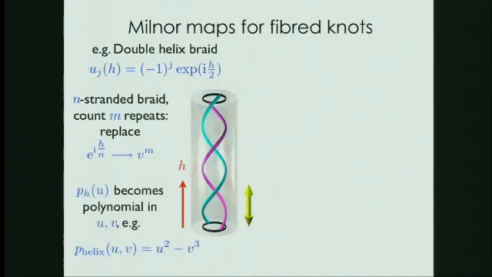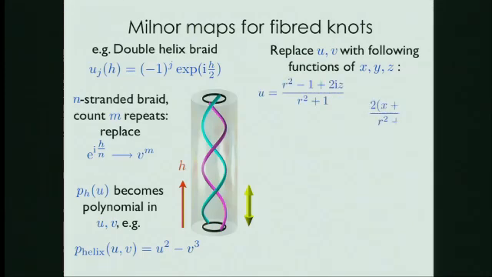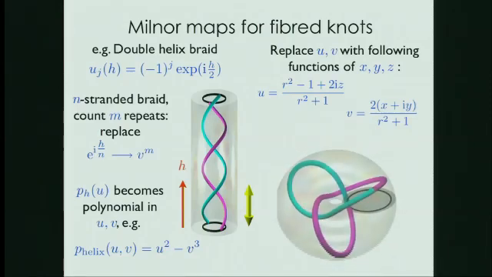And this gives me a polynomial in u and v, and this is exactly the polynomial that Milnor talks about in his book. Then I replace u and v with functions of x, y, and z. These functions, r squared is x squared plus y squared plus z squared. This is just usual stereographic projection from the three-sphere into three-dimensional real space. And lo and behold, this gives me a complex function of x, y, and z with a knotted nodal line.